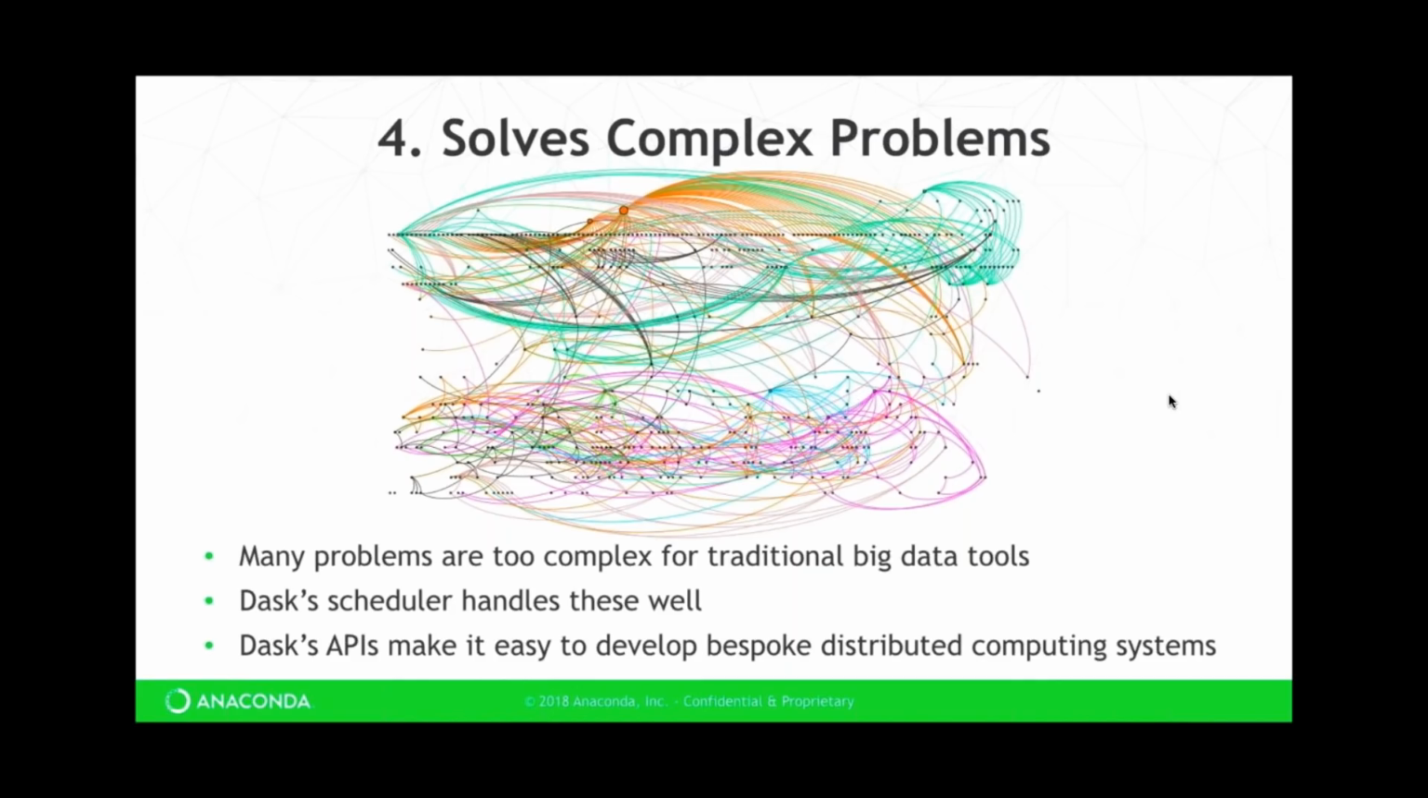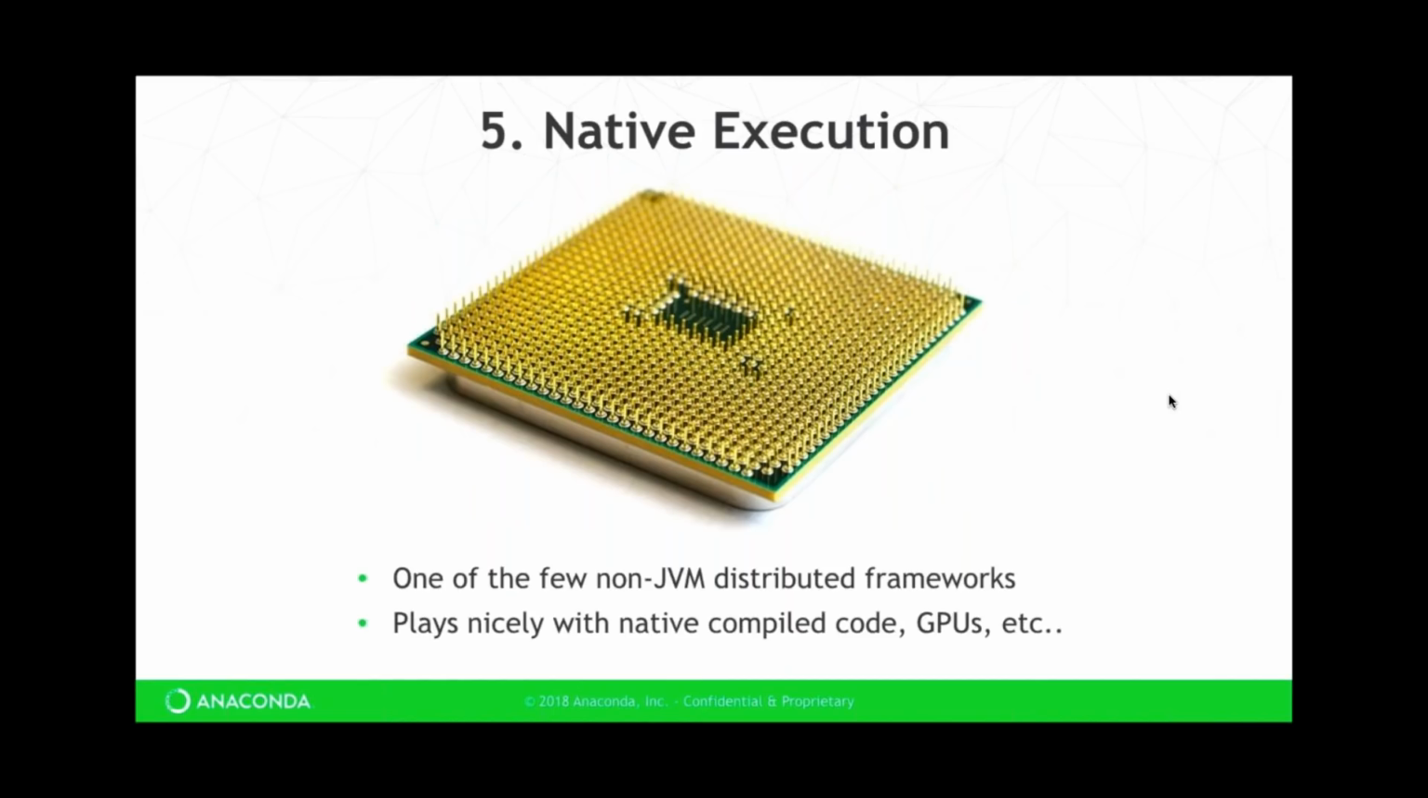Reason number 5, Dask works very, very well with native code. So it's one of the few non-JVM or non-Java virtual machine distributed frameworks. Most big data systems like Hadoop MapReduce, Apache Spark, Apache Flink are written with Java-based technologies like Scala. These create some barriers for code written in languages like C, C++, Fortran, or CUDA to integrate well with those systems. Dask, on the other hand, is written in Python, which has a strong history of interacting with native code.